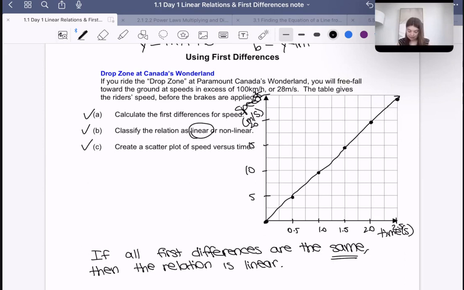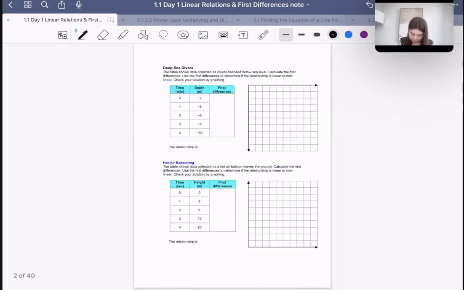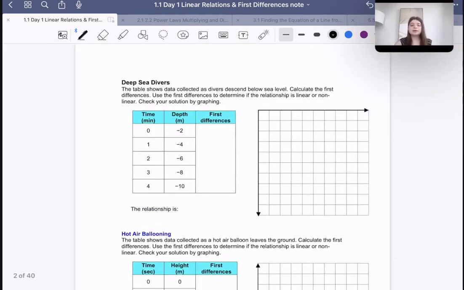All right, very good. And I guess too, maybe with the scatter plot, we might not have to draw that line, but we also can. And that's good as well. Okay, let's do 2 more examples here.